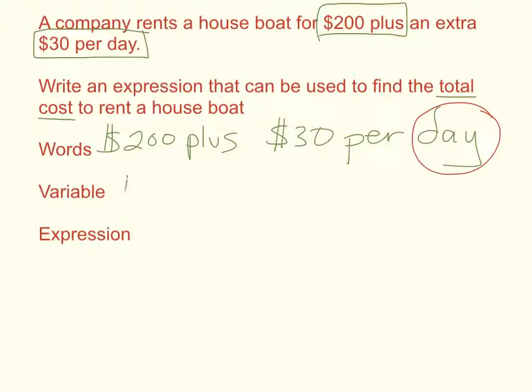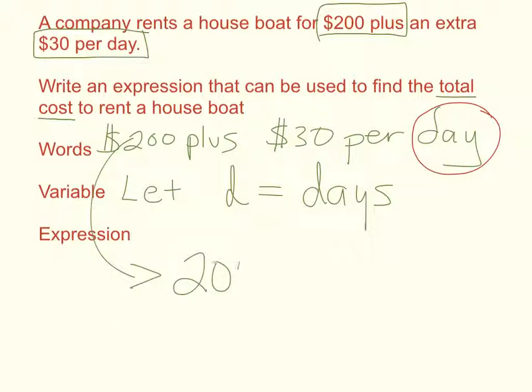So we are going to let D equal the number of days. Now that you've got this written as variables and you've got the words figured out, it's simply a matter of turning it into a mathematical equation. So we've got 200 plus, that's simply a plus sign instead of the word. And then per day is going to mean $30 times the number of days, which we don't know, which is going to be 30D. Pretty simple.